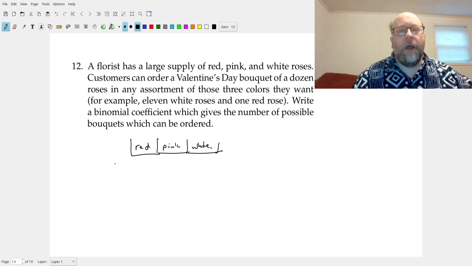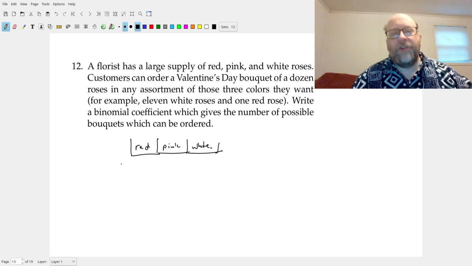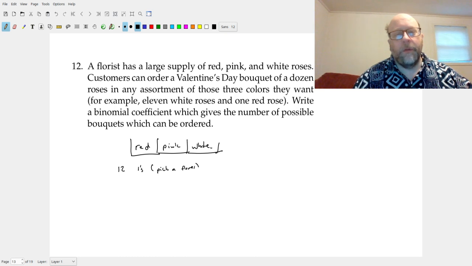Customers can order a bouquet of a dozen roses in any assortment that they want, or write a binomial coefficient that gives the number of possible bouquets that can be ordered. And so a specification will include 12 ones, in other words, 12 instructions to pick a flower, and 2 zeros to move to the next color.